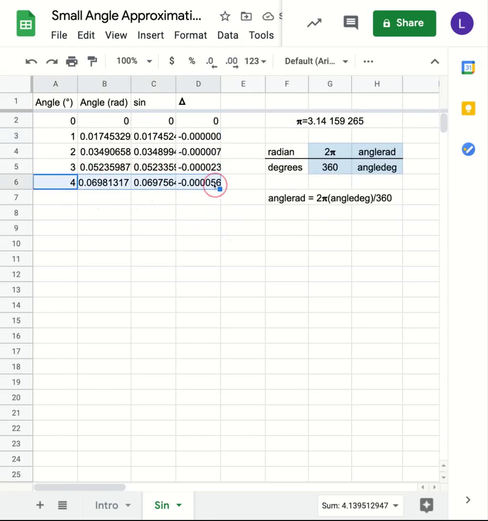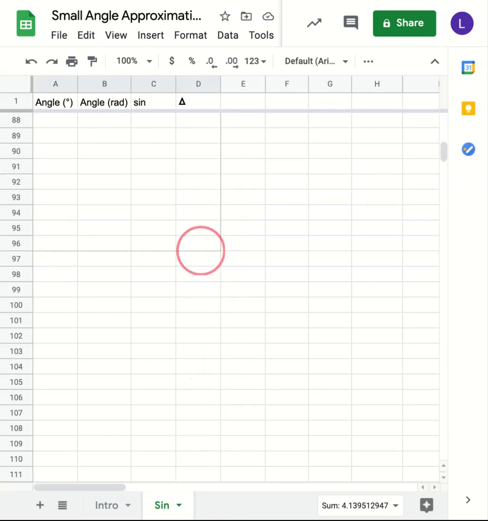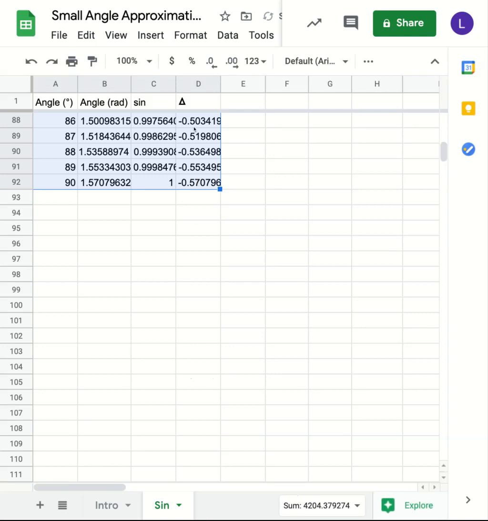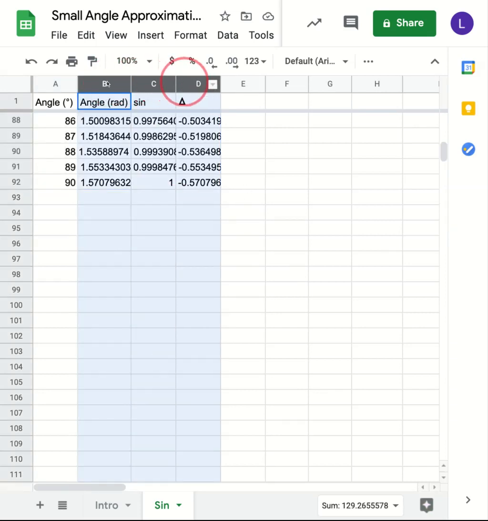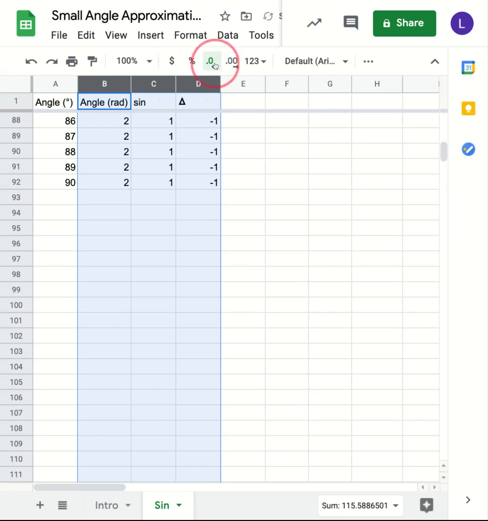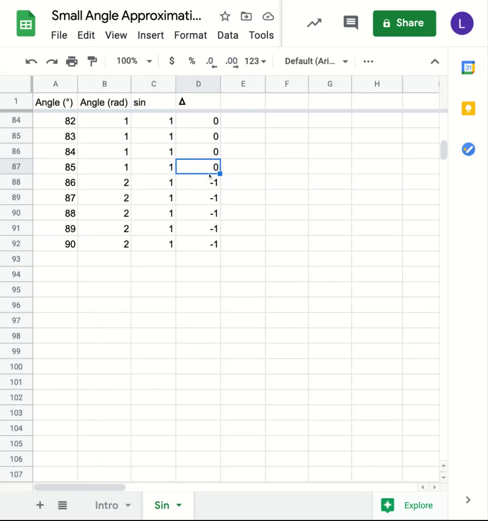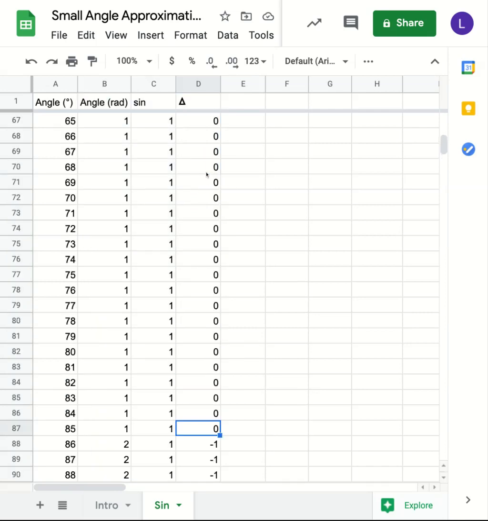So next, we'll take all of these and fill them all the way down to, let's say here, 90 degrees. Now the sine of 90 is 1, so that's a good check. So we might notice now the numbers are really kind of messy. So what we're going to do is format them all and then bring them all over to one significant digit. So we can see that at one significant digit, they're not the same. But when we get to 85, it looks like they are the same.